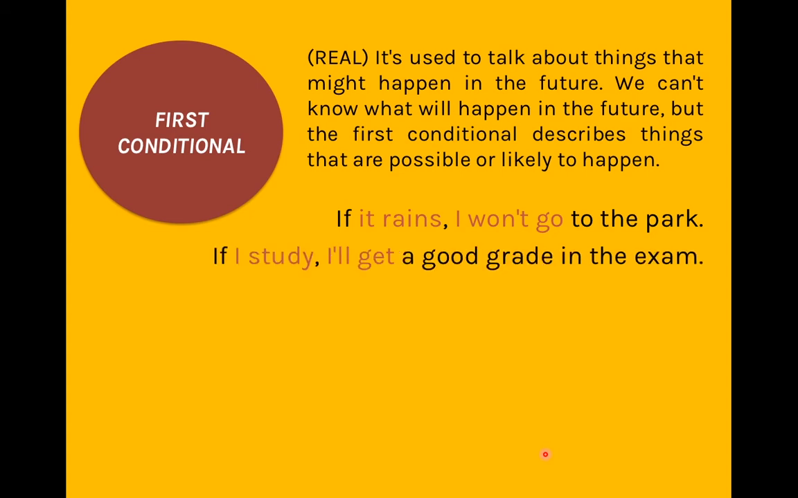That is the condition because it starts with if, and the result is that if it rains, I won't go to the park. If I study, I'll get a good grade in the exam. The condition is if I study, and the result is that I'll get a good grade in the exam. The condition if I study is expressed in present simple, and the result is expressed with will.